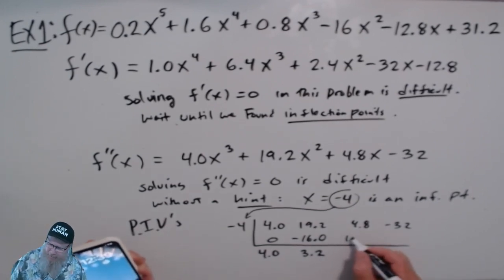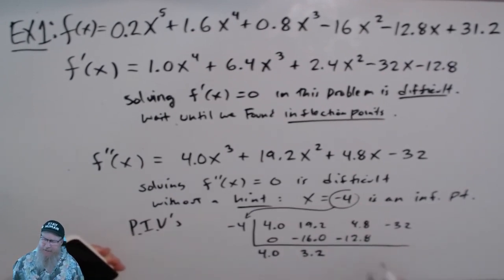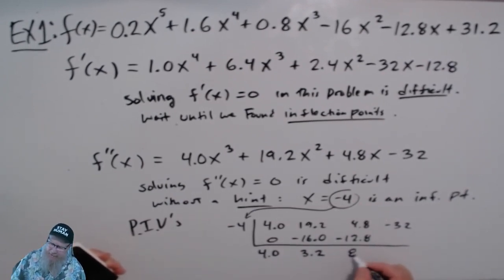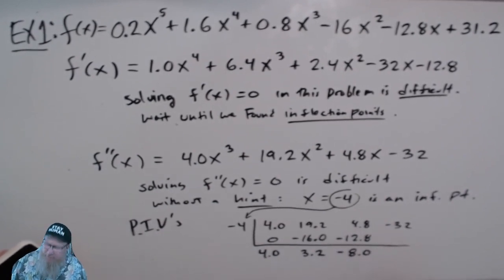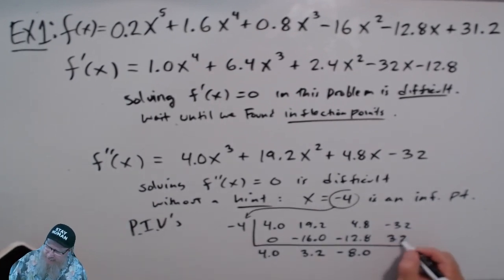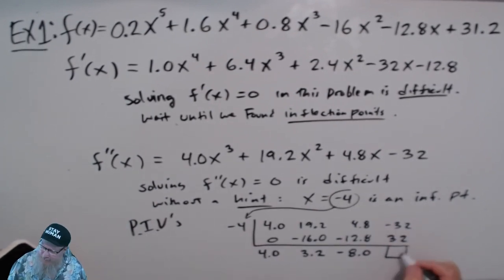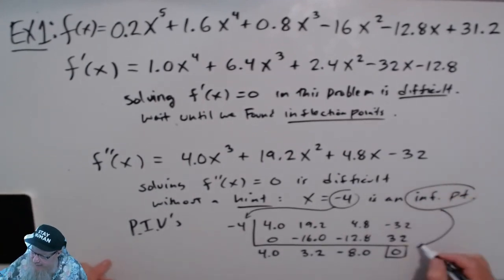I think it's negative 12.8. Then you add. You get negative 8. Technically, it's 8.0. Then you multiply, you get 32, and the remainder is 0. Now, that tells us that it's an inflection point.